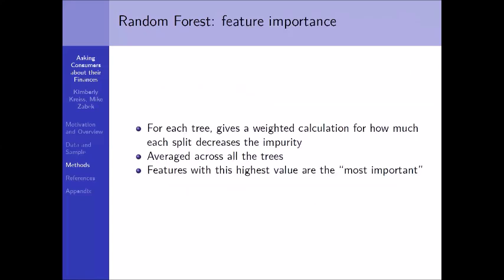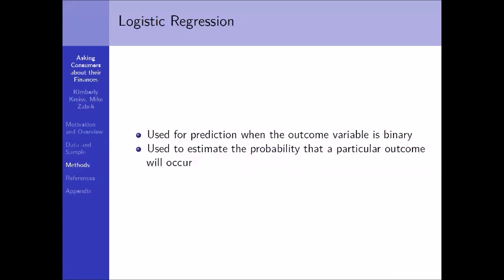For a random forest, the feature importance for each tree gives a weighted calculation for how much each split decreases the impurity. If a split happens at the top, when you have a lot of observations in your sample, that will be weighted higher than a split at the bottom, where you just have maybe a few left in your sample. This is averaged across all the trees, and the features with the highest value are considered the most important. And then logistic regression: it's used for prediction when the outcome variable is binary. It's used to estimate the probability that a particular outcome will occur.